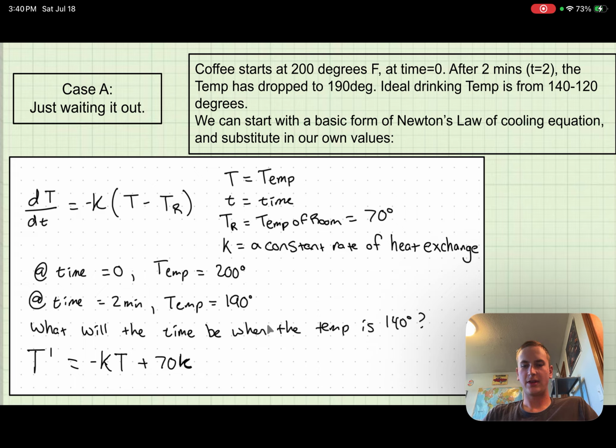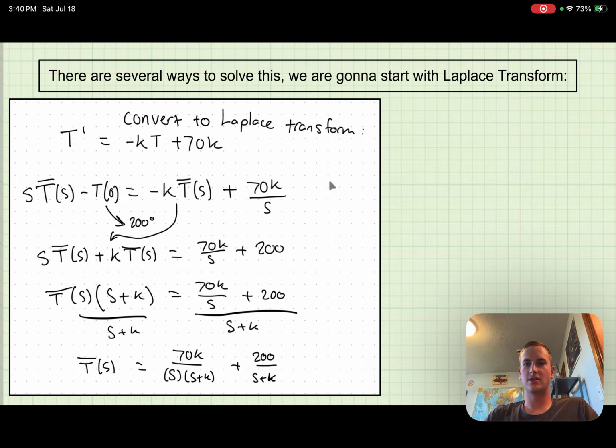We're trying to figure out what the time will be when the temperature is 140 degrees, because that is when the optimal range starts as the coffee is cooling down. So we're trying to figure out how long you have to wait for this specific cup of coffee, given the initial values and the secondary measurements. There's several ways to do this. We're going to start with a Laplace transformation, and then we're going to verify it using just separation, because it is a separable linear differential equation.